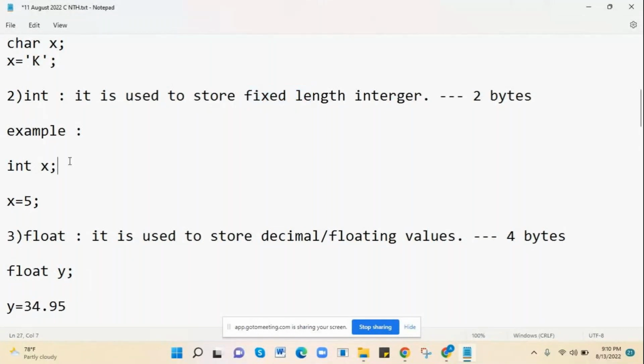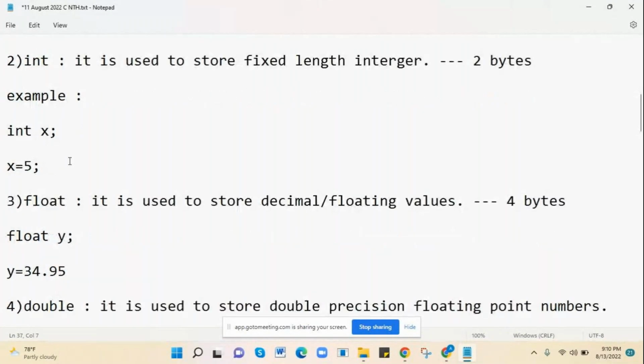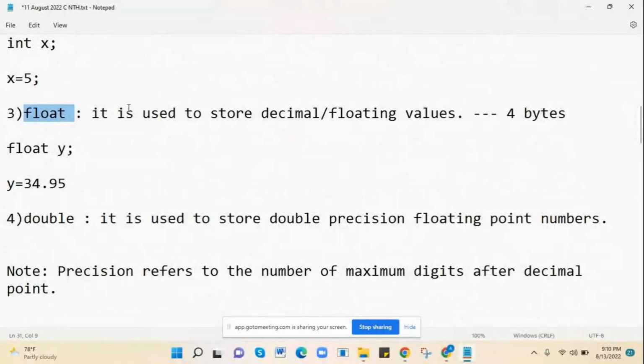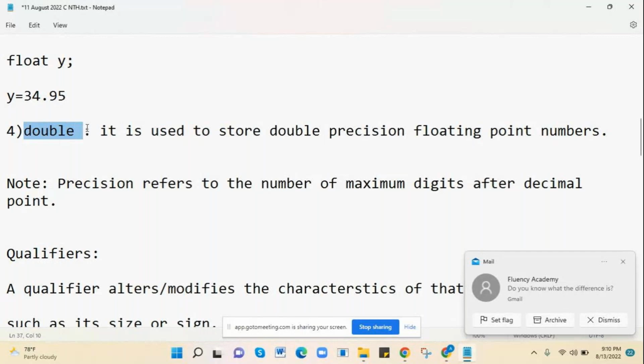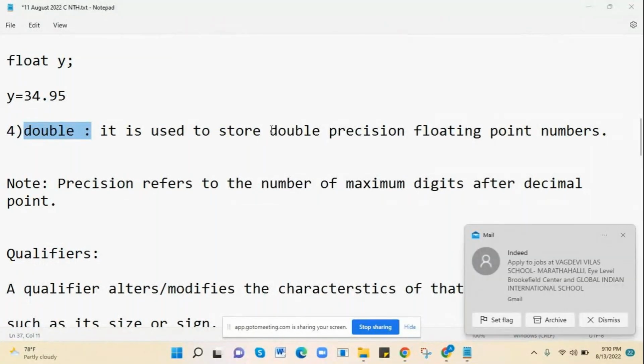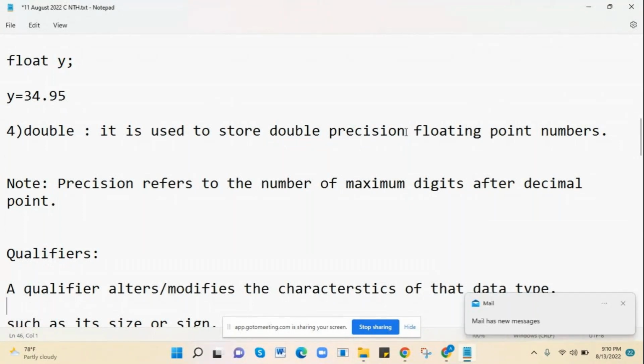Next, float. Float is to store decimal values, nothing but floating values like 34.95, 27.95, like that. Again, we have double. Double is nothing but double precision, means two times. Double precision floating value, nothing but two times precision. What is precision? Maximum number of digits.